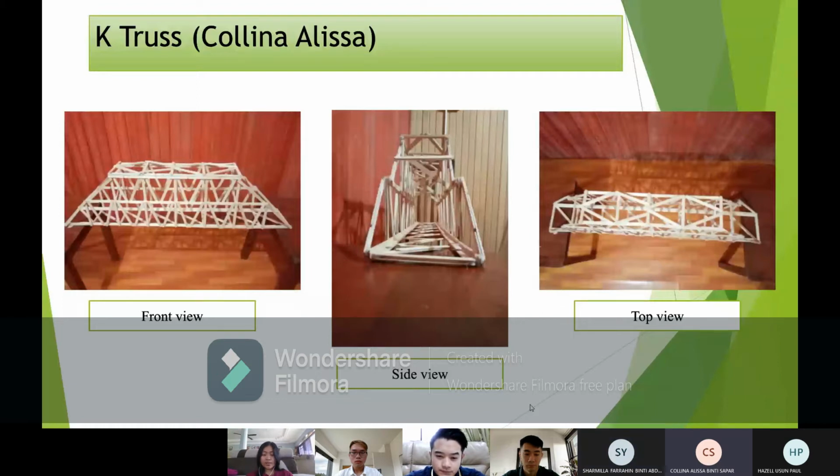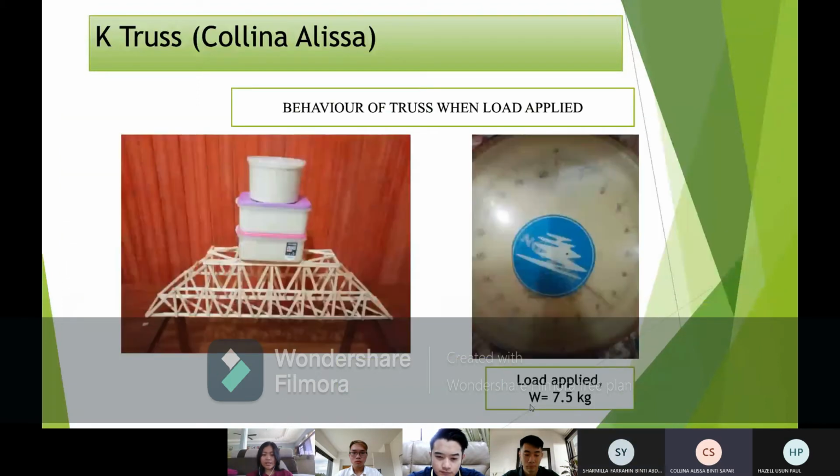The total weight that can be borne by my bridge is about 7.5 kilogram. And if I add more than that, my bridge bends a little bit, and some popsicle sticks might snap. Okay, thank you. And I pass it to the other person.